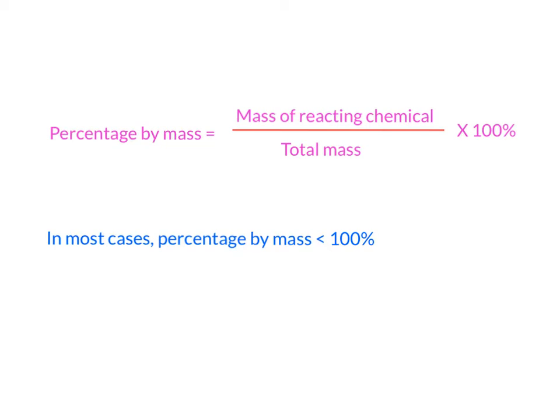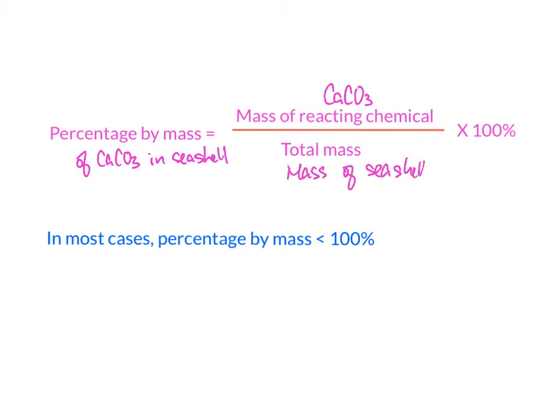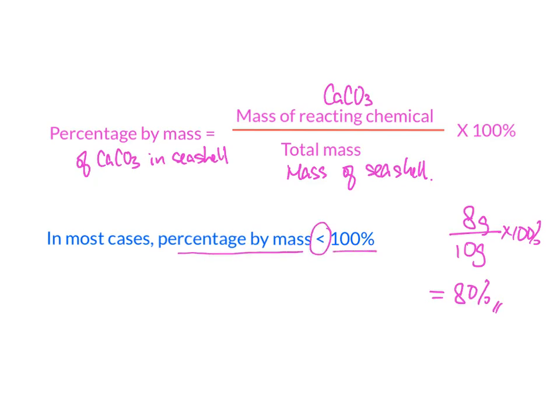For example, we'll just use the previous one as an example. Percentage by mass of calcium carbonate in seashell. Then the mass of calcium carbonate will be the numerator, while the total mass will be the mass of seashell. So if we say like 8 gram inside 10 gram of the shell, then the percentage by mass will be 80%. So you have to know that in most cases, the percentage by mass has to be less than 100%. Okay, let's have the first example.